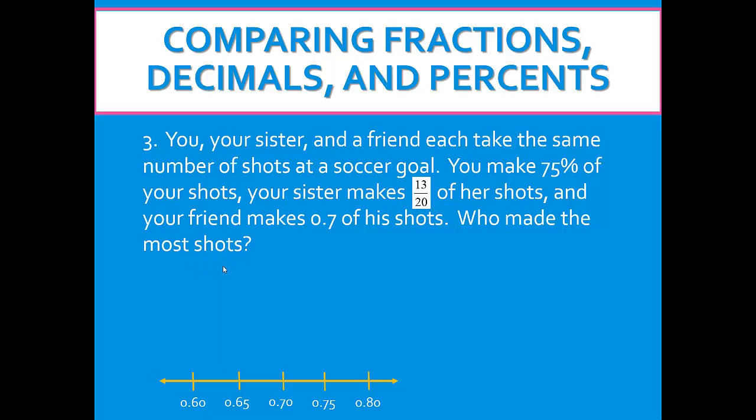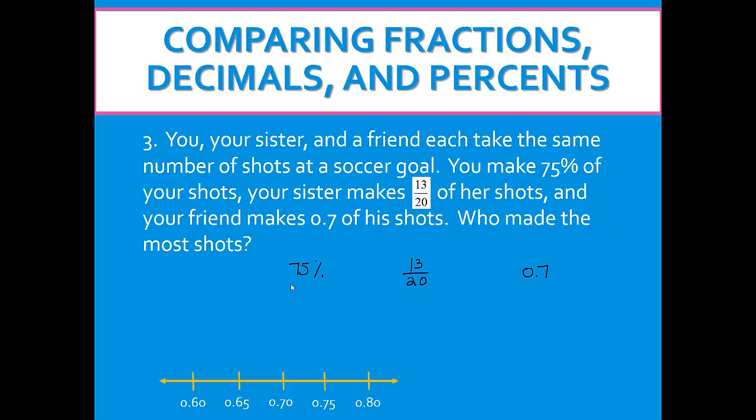I have 75%, 13/20, and 7/10. Since I'm using this number line, I need to convert all these to a decimal so that I can plot them on the number line.